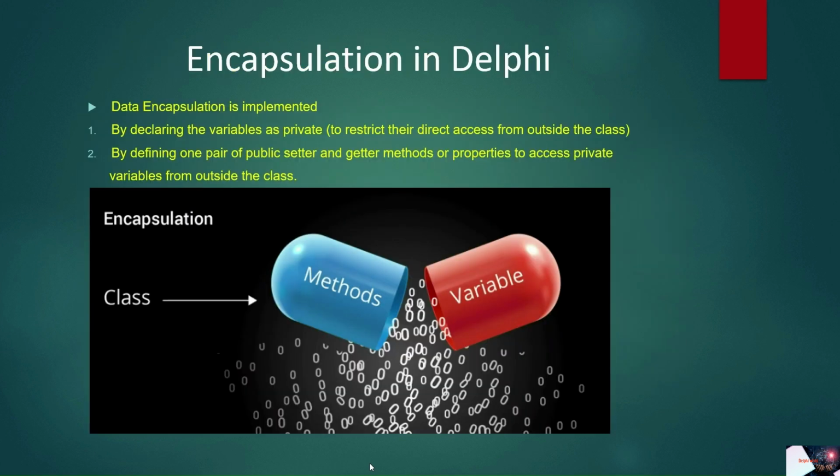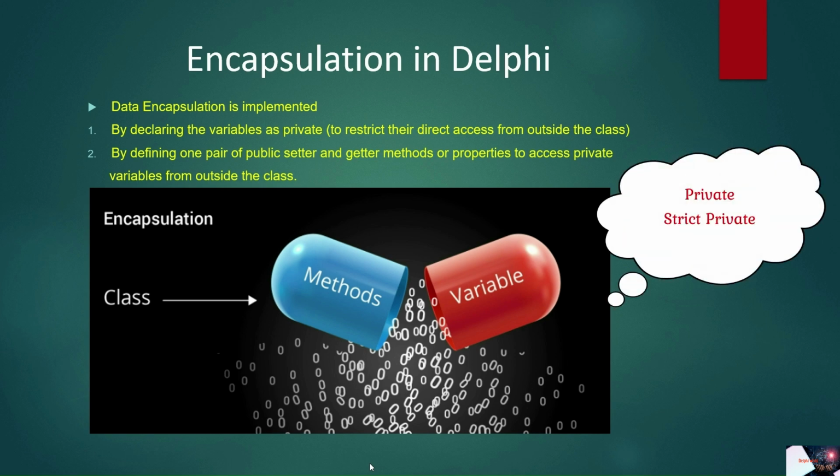So let's see how to implement encapsulation. Data encapsulation can be implemented by declaring a variable as a private member. In Delphi we have two types of private member: one is strict private, and we have protected members also, to restrict direct access from outside of the class.